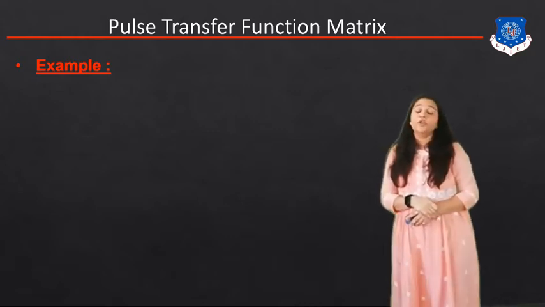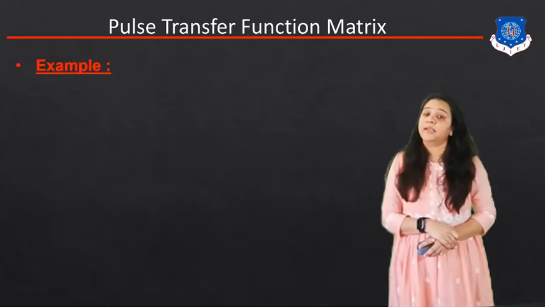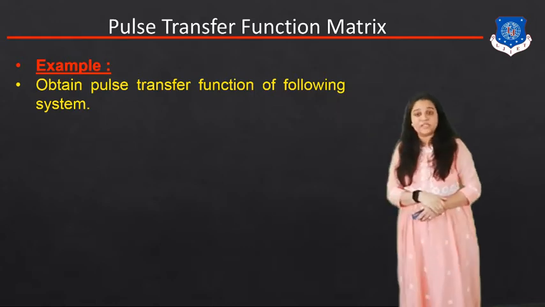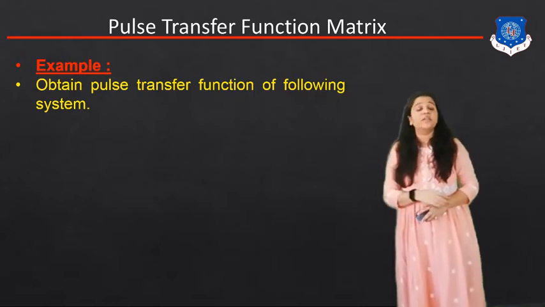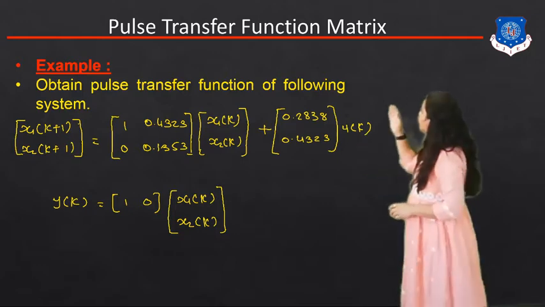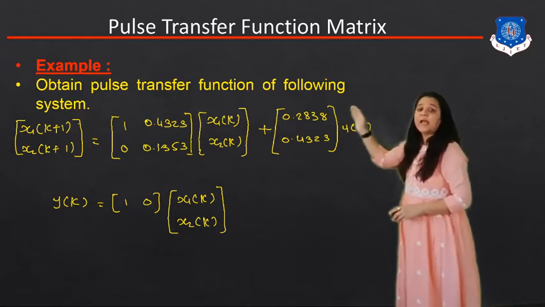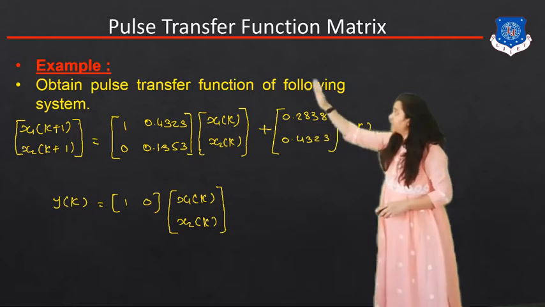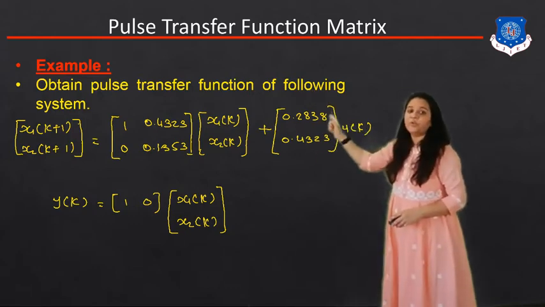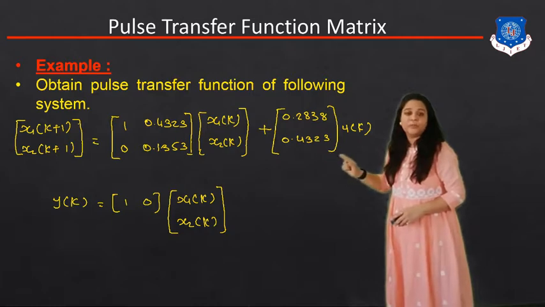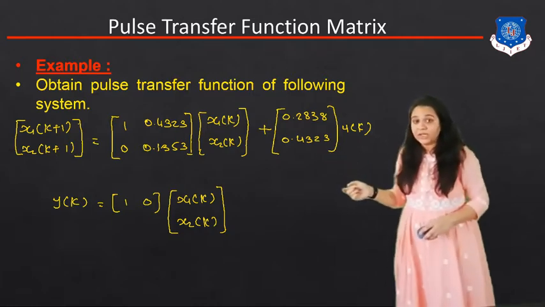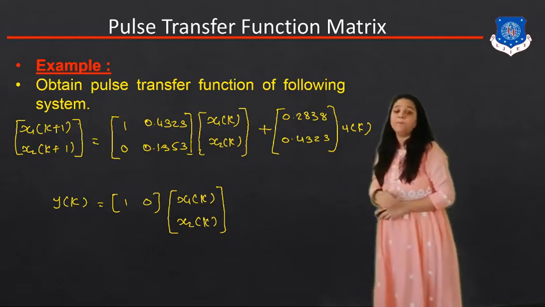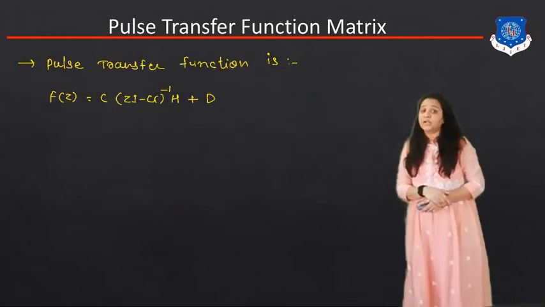Now, an example using the pulse transfer function matrix equation. In the example we have to obtain the pulse transfer function of the following system, and the system is always given in the discrete form. So they have given x1(k+1), x2(k+1) equal to [1, 0.4323; 0, 0.1353] times x1(k), x2(k), plus [0.2838; 0.4323] u(k), where u(k) is our input signal, and the output equation y(k) = [1 0] [x1(k); x2(k)]. We have to obtain the pulse transfer function matrix.